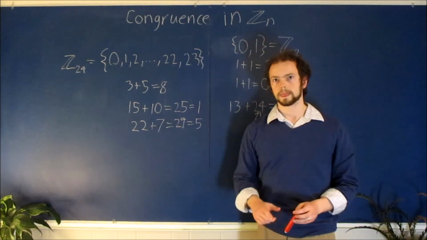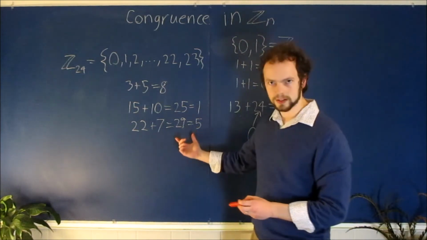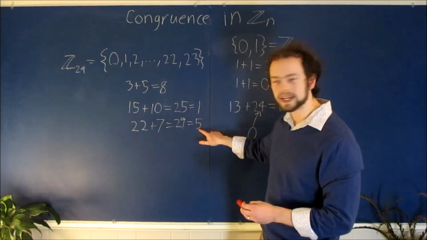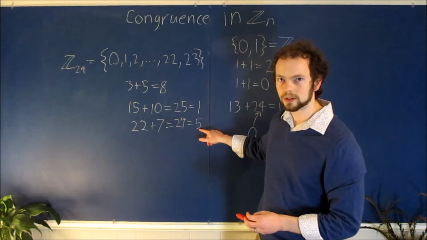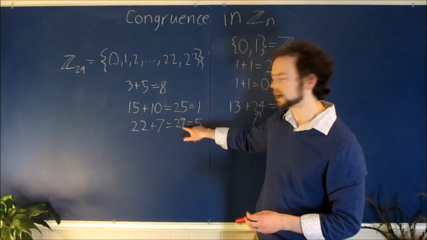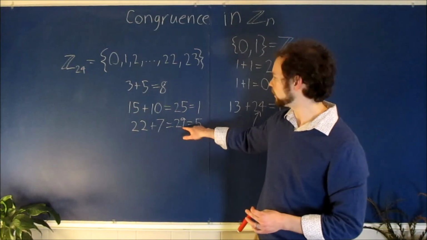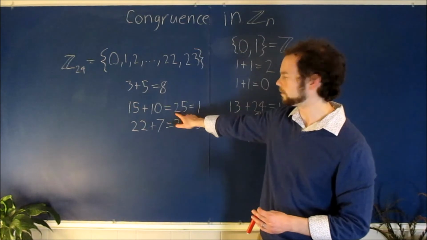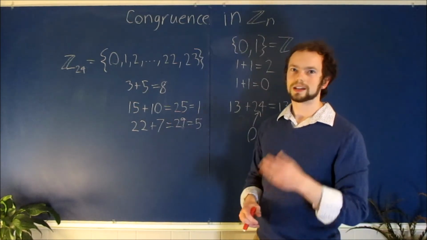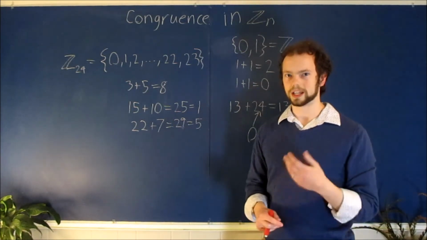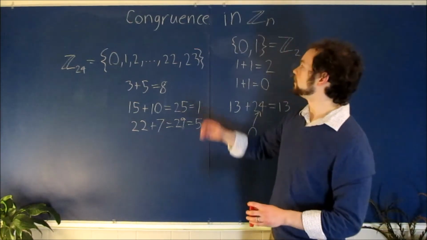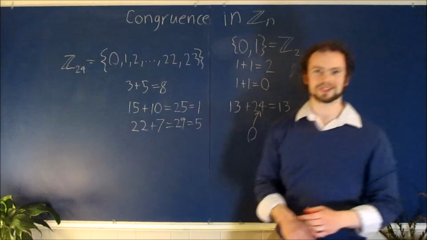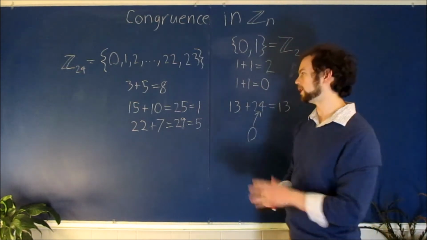So basically, every element is equal to the remainder that you would get if you divided this number by 24. If I divide 29 by 24, I get a remainder of 5. If I divide 25 by 24, I get a remainder of 1. If I divide 24 by 24, I get a remainder of 0.